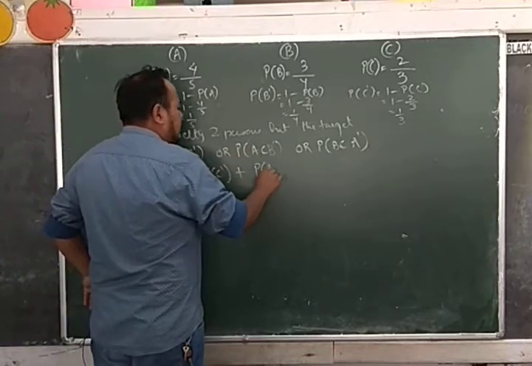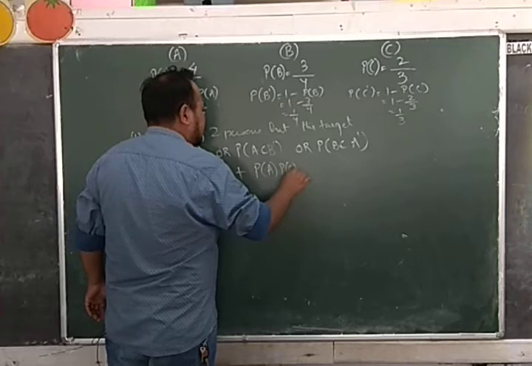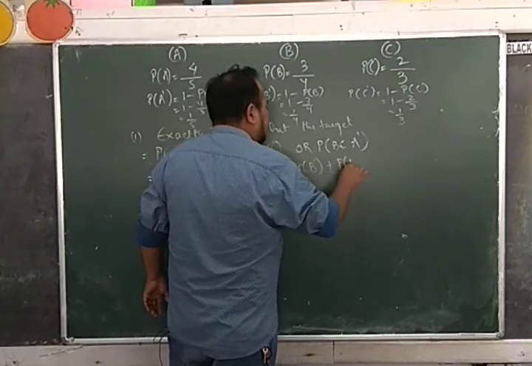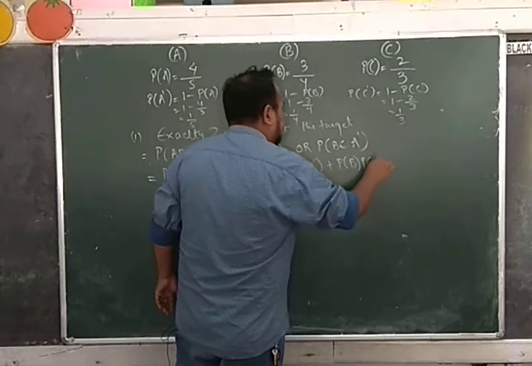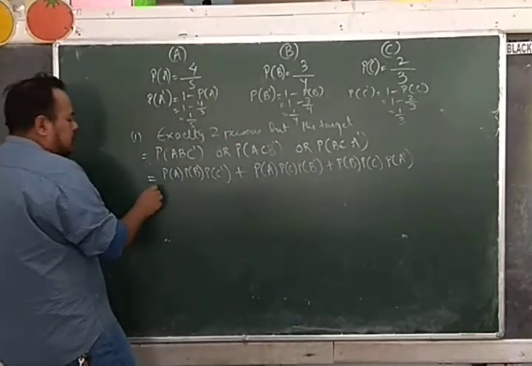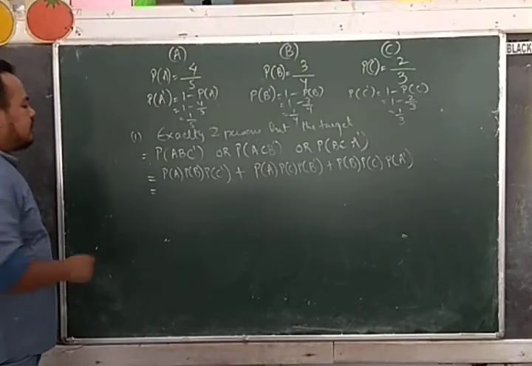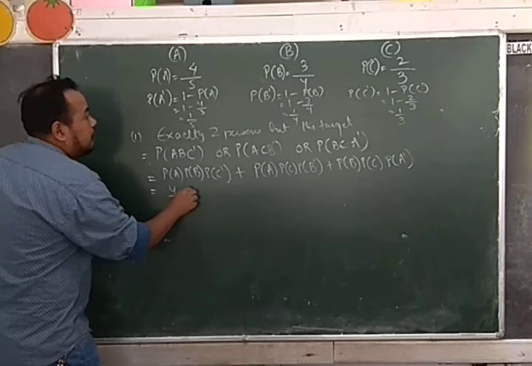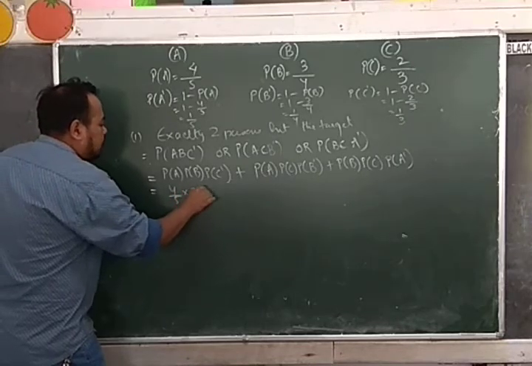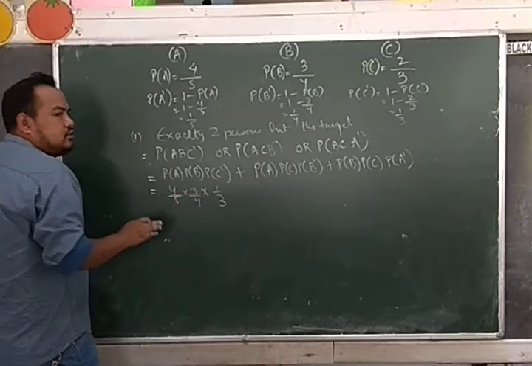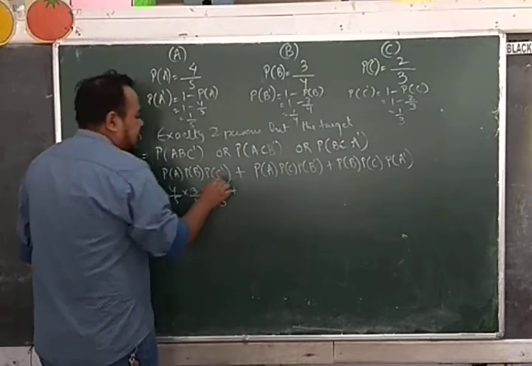Again multiplication: probability of A into probability of C into probability of B dash, plus probability of B into probability of C into probability of A dash. Now simply put the values. What is probability of A? 4 by 5. Probability of B, 3 by 4. Probability of C dash, 1 by 3. Even though you can cancel, please don't, because I want the LCM to be the same.